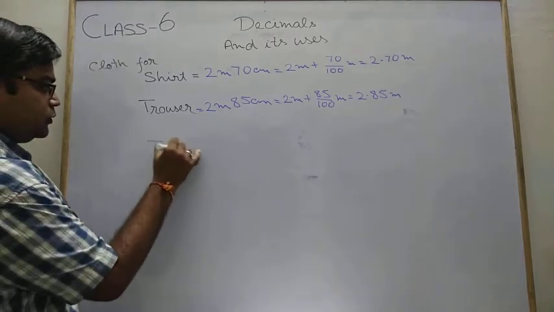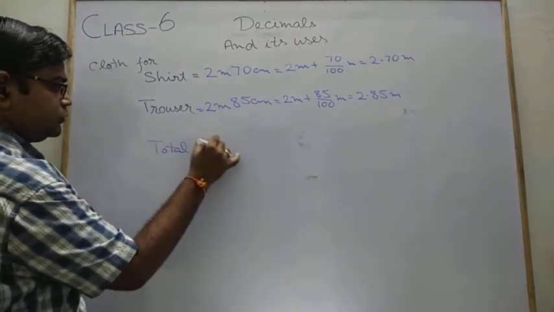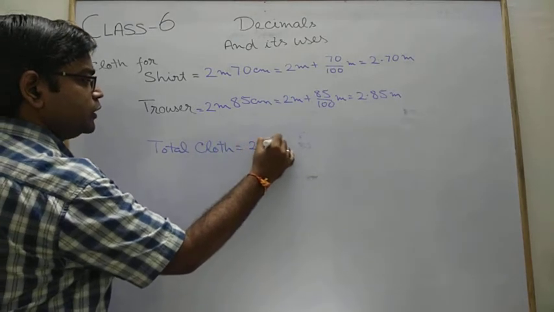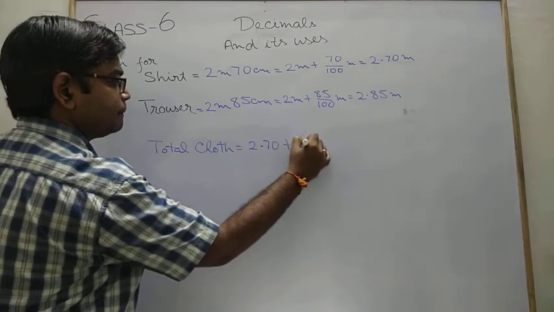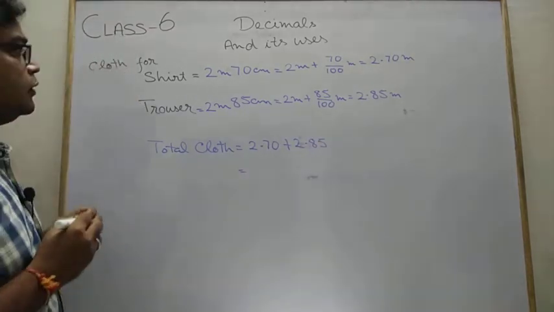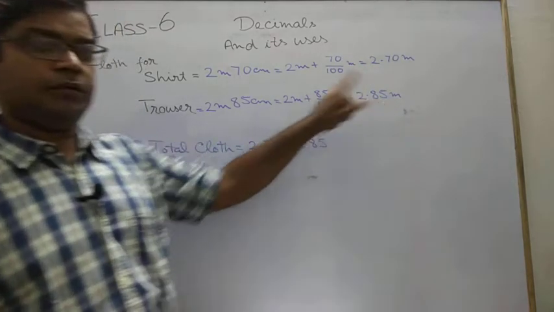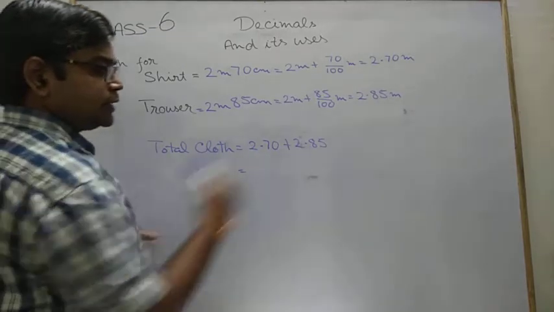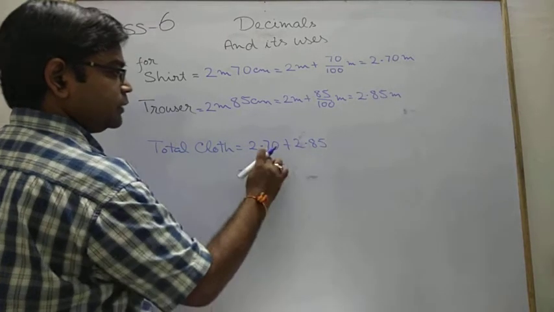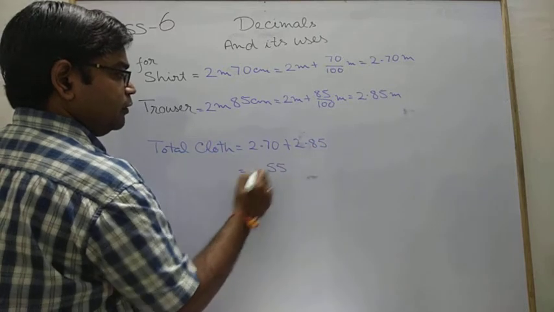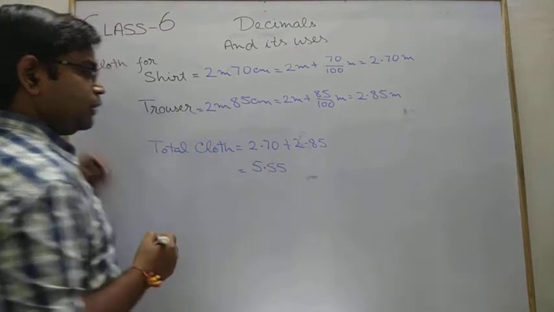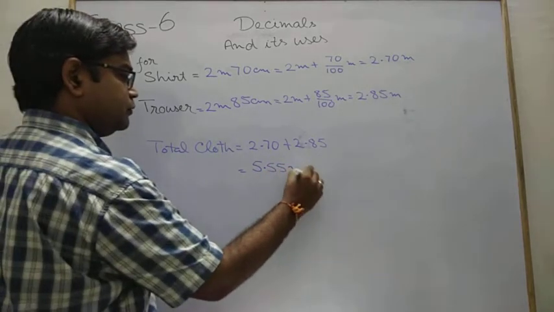So what is the solution? Total cloth equals 2.70 plus 2.85. We add both the lengths. Now they are like decimals, so add them. 0 plus 5, 5. 7 plus 8, 15. 1 carry, 2 plus 2 is 4, plus 1, 5. So it is 5.55 meter.